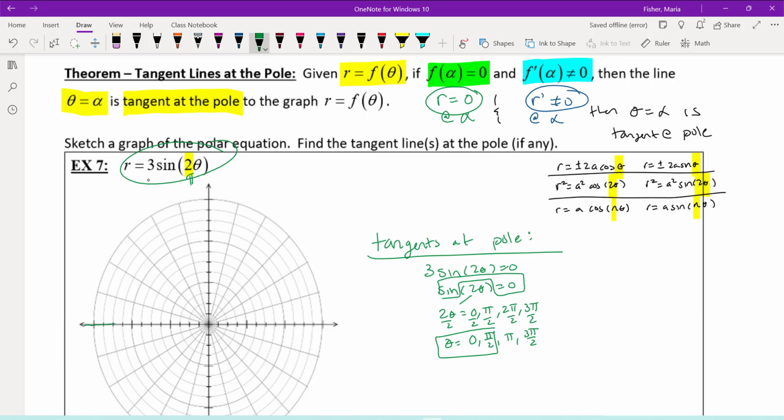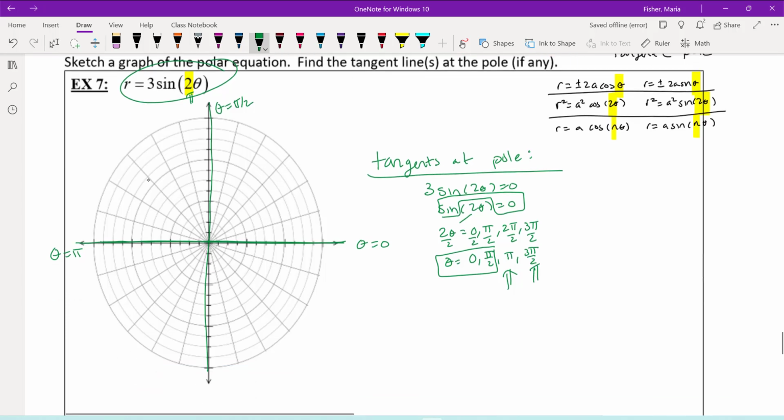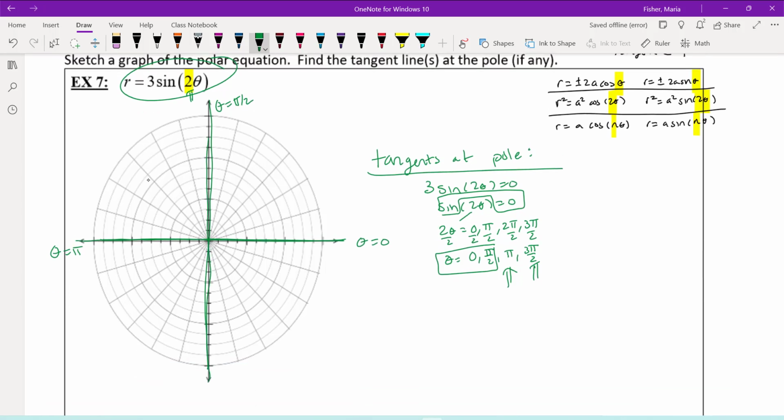Well, this is the line theta equals 0. If I talk about the line theta equals pi, it's the exact same line. This is the line theta equals pi. So I'm not going to say the same thing twice, so that's why I only take the first one. For the other one, this is the line theta equals pi over 2. Well, the line theta equals 3 pi over 2 is the exact same line.